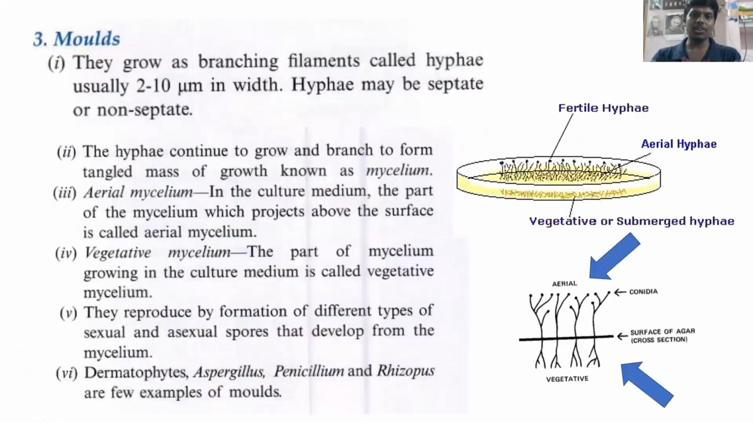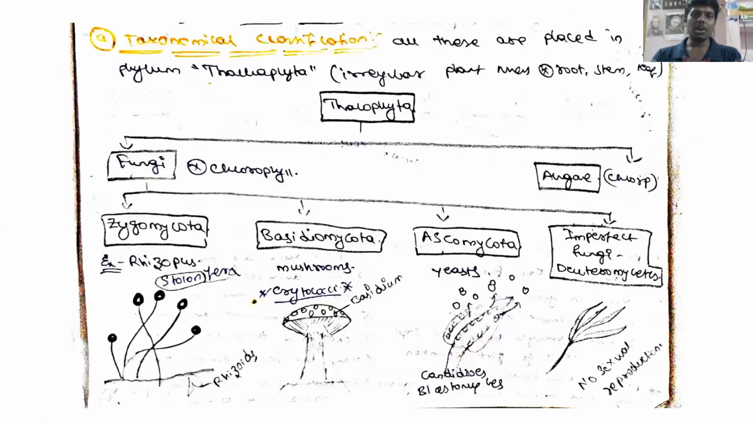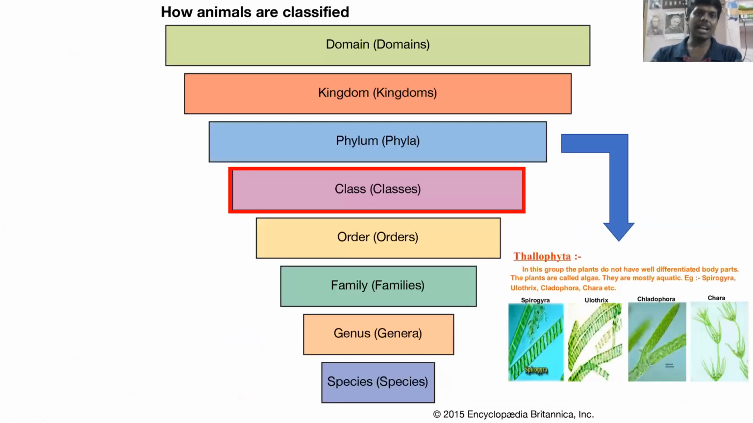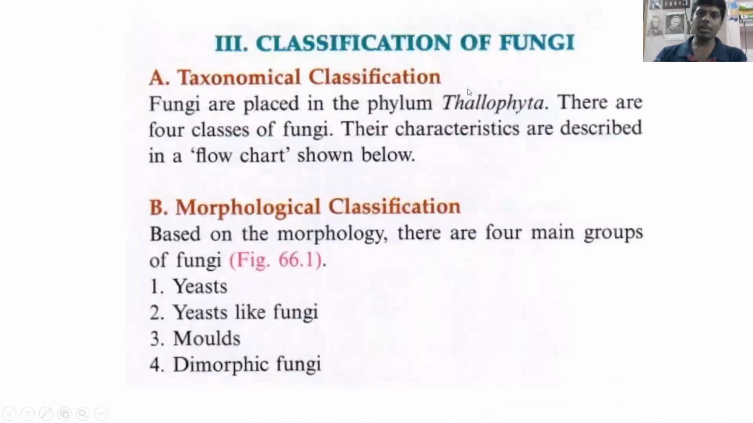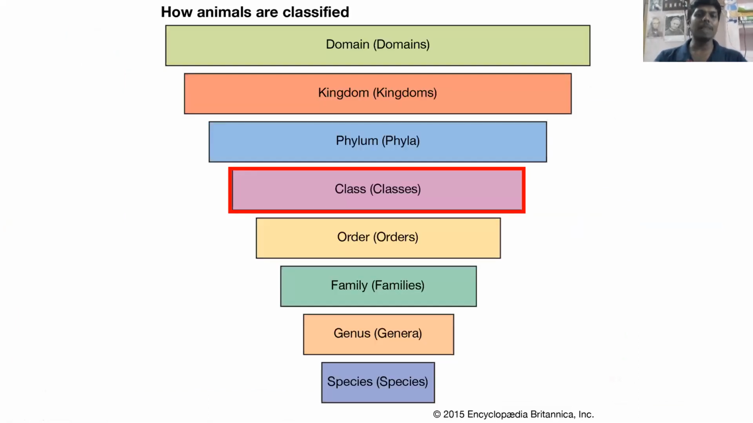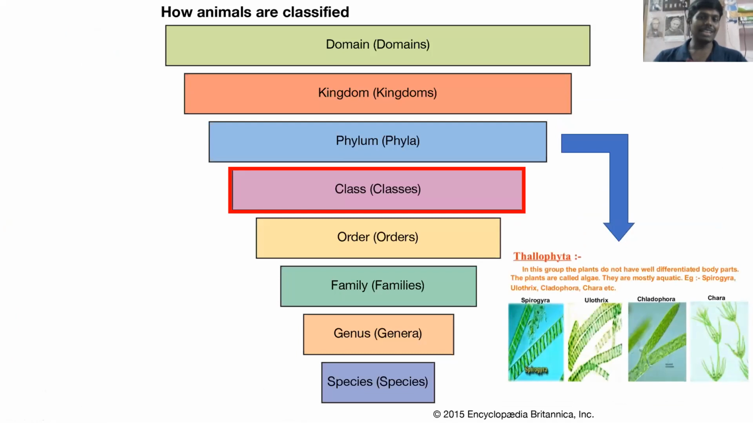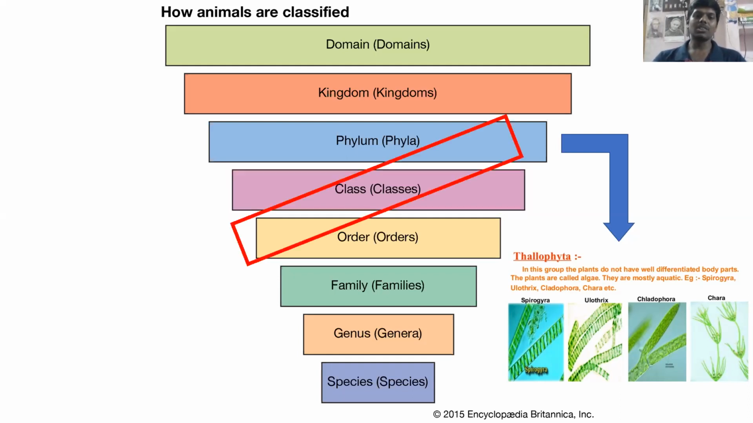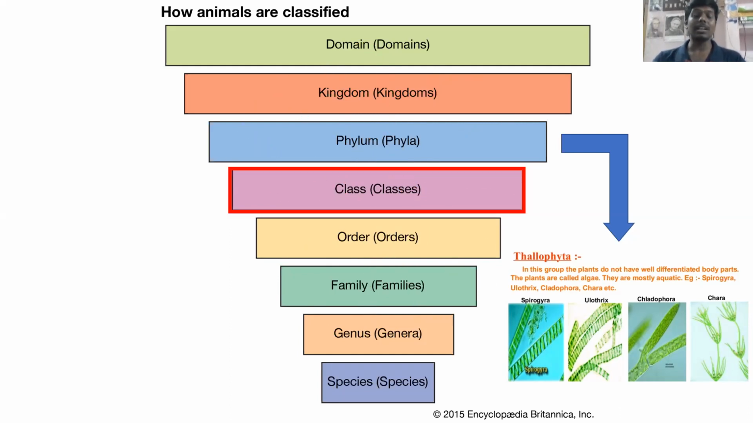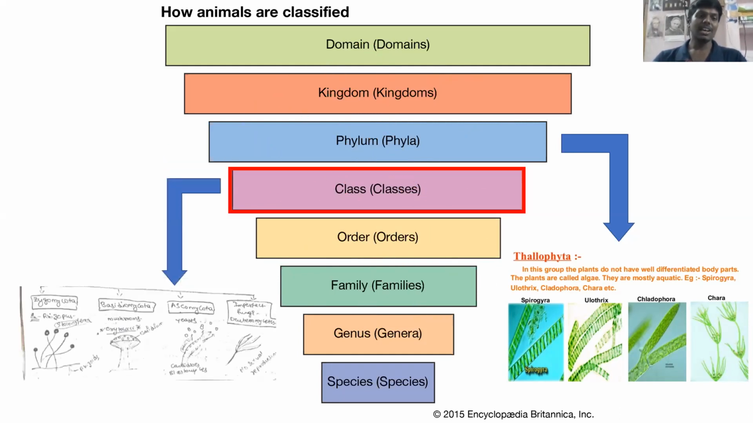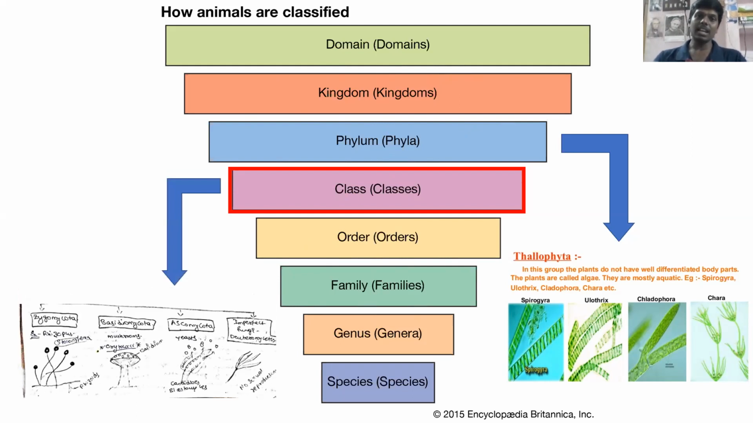So a brief summary of the class. Basically, fungi are classified into two types: taxonomical classification and morphological classification. According to taxonomical classification, fungi belong to the phylum Thallophyta, which has plant-like structures, but they are not plants. They don't have a definite root, stem, or leaf. They are called thallophytes. Within the Thallophyta we have four classes. What are those four classes? Zygomycota, Basidiomycota, Ascomycota, and Deuteromycota.